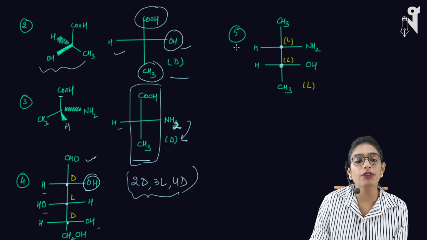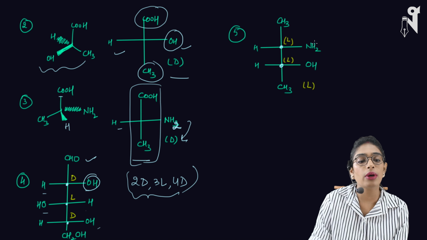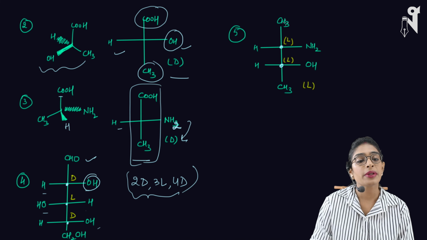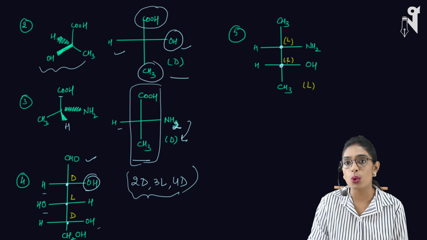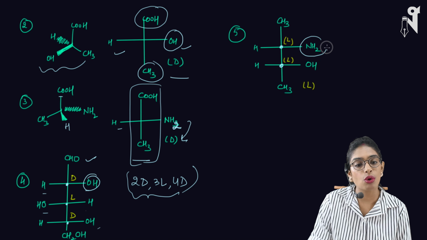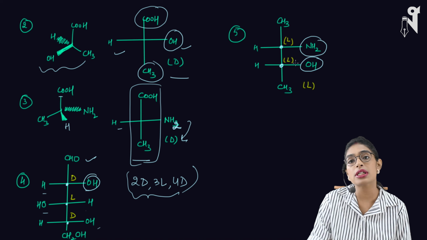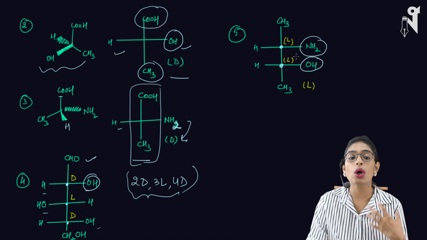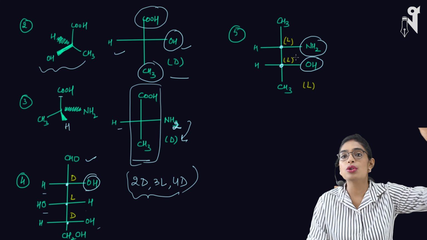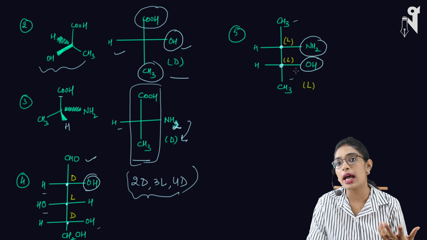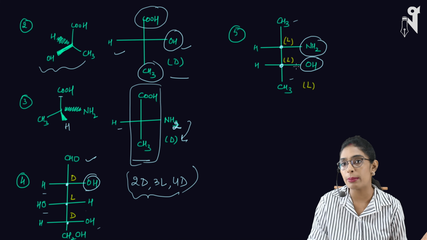Okay, so now look at the fifth one. The fifth one has NH2 and OH, both groups present here. And we have CH3, CH3. The Fisher projection looks okay. If you see over here, NH2 is on the right and OH is also on the right, but still I have written it as L and L. Why? Because we always want the higher priority groups to be on the top. Here with the CH3s, we cannot say which one is higher priority, which one is lower priority. Both of them are the same.